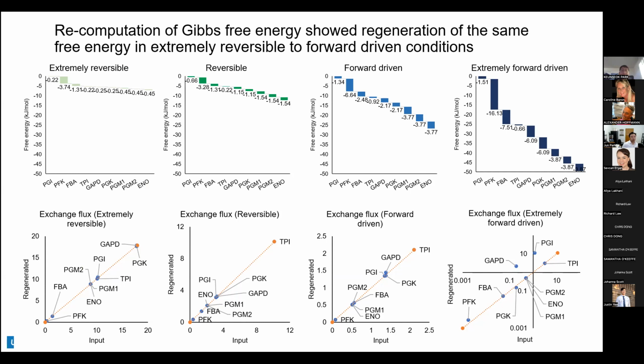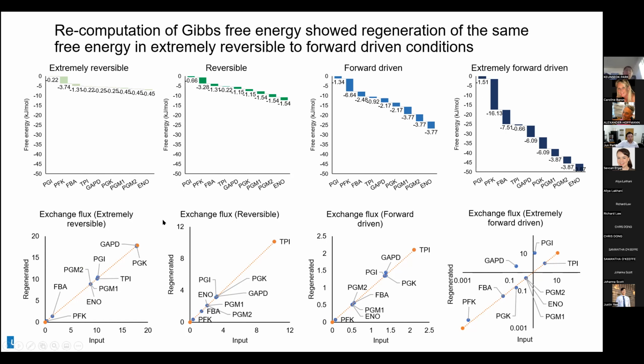So rather than relying on the simulated labeling pattern in the subsequent slide, we actually wanted to confirm that our software is able to actually calculate the same Gibbs free energy when we input the Gibbs free energy in our software. So I have prepared 4 different cases of glycolysis. The most left-hand side is extremely reversible, and the most right is extremely forward-driven. So based on this input Gibbs free energy, we generated a labeling pattern of metabolites correspondingly, and then we input that metabolite labeling pattern into G-Flux to recompute this Gibbs free energy back.